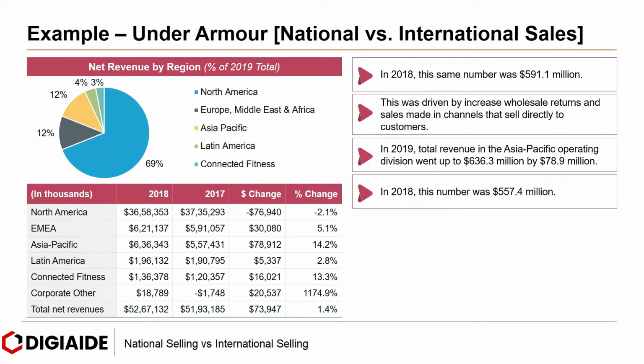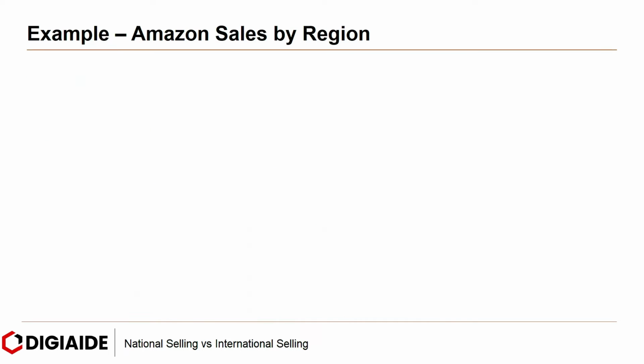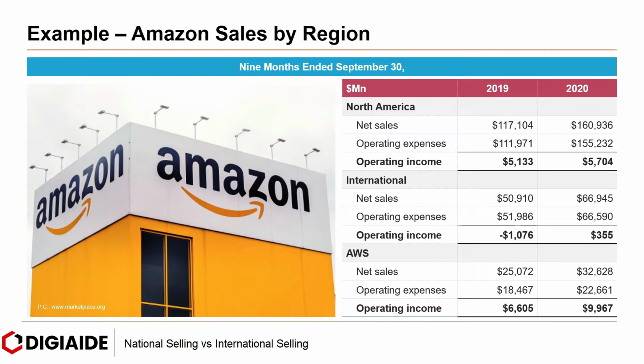Thus, the number in 2018 was $557.4 million. The main reason was the increase in number of units sold in the direct-to-customer and wholesale channels. Moving on to Amazon. Amazon's North America net sales witnessed a growth from $117 billion to $160 billion in 2020.